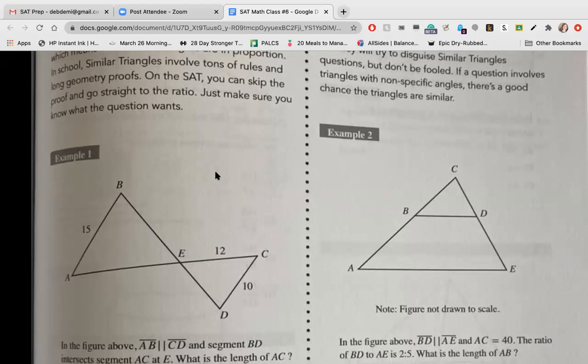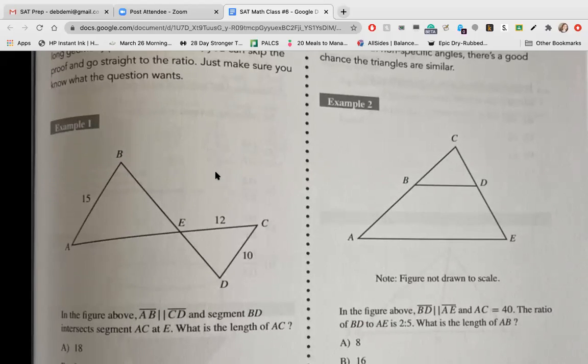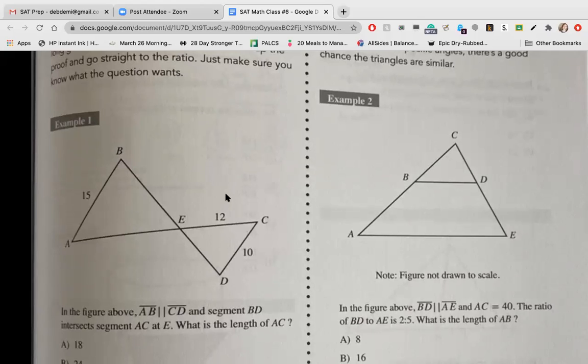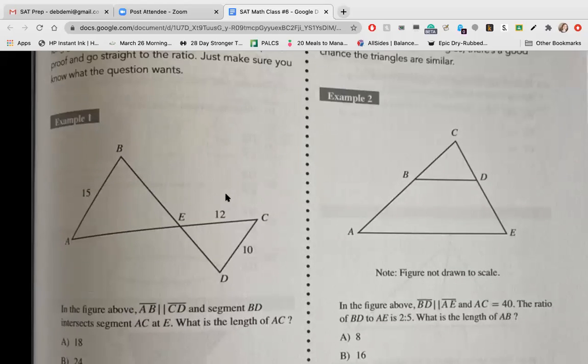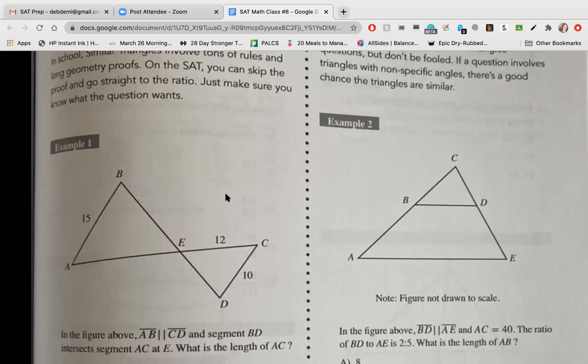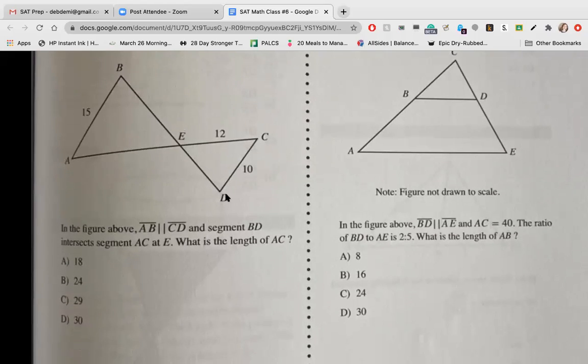All right, on the SAT, you can skip the proof and go straight to the ratio, which everyone's happy about. Just make sure you know what the question wants. So if you have two similar triangles, all the sides make proportions. Let's do it with this one to show you what we do. Now, how do we know these two are similar triangles? Similar triangles have all the angles in both triangles the same, and the sides are just in proportion. So let's see if we can figure that out.